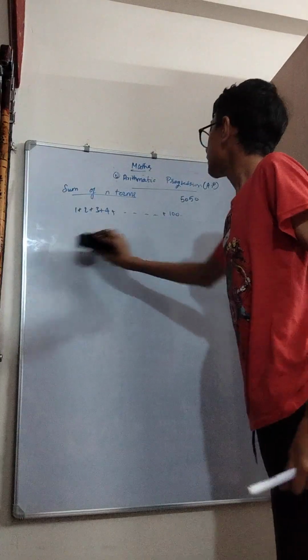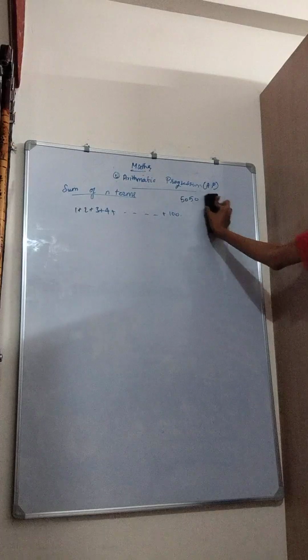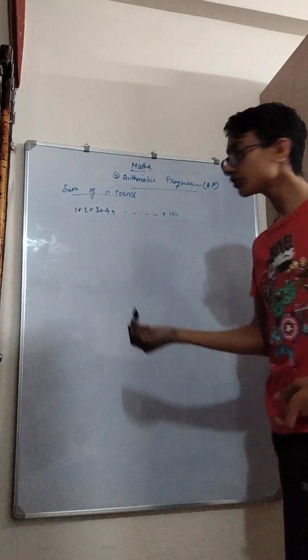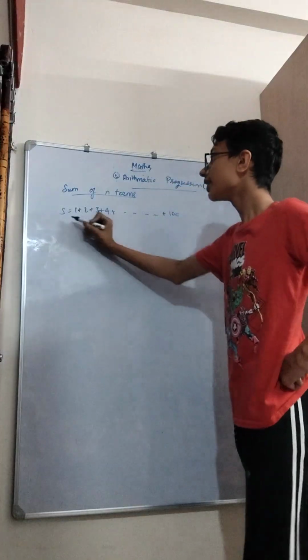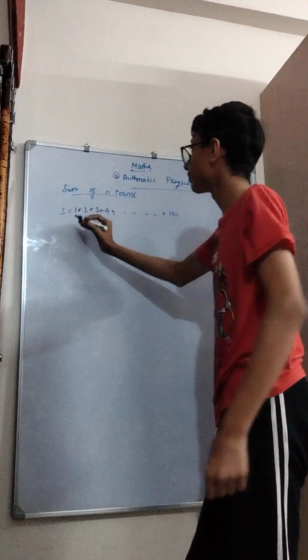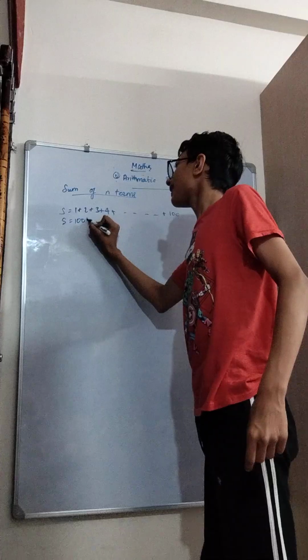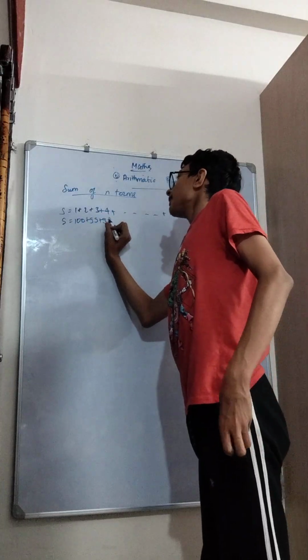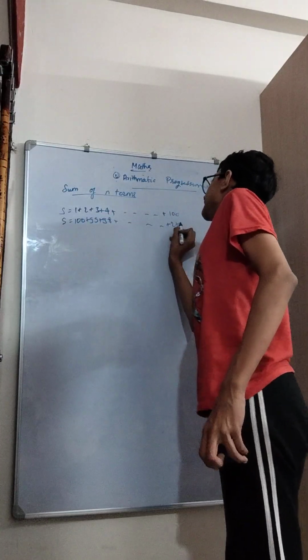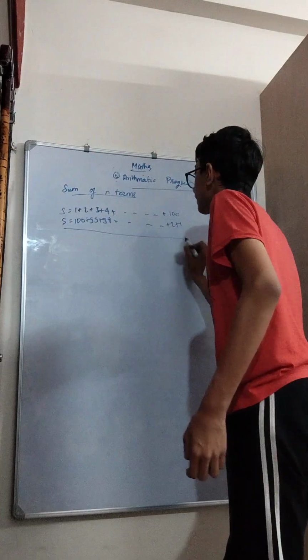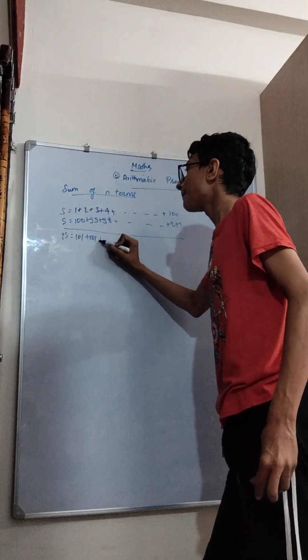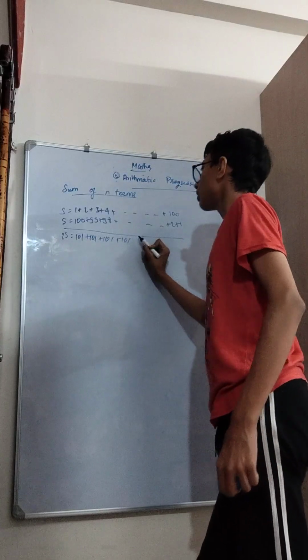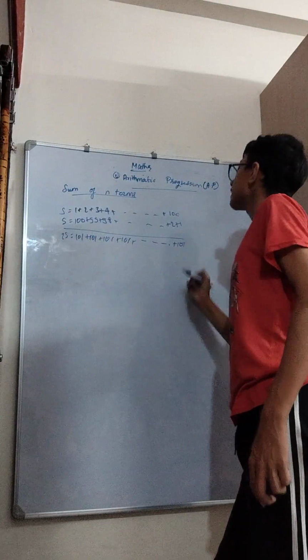But Carl, how did Carl do it in less than 20 minutes? So this is what Carl did. Now let this sum be S. Then he reversed the terms. So S is equal to 100 plus 99 plus 98, all the way to 2 plus 1. Then adding these, 2S is equal to 101 plus 101 plus 101, all the way to, so you get 101 only.